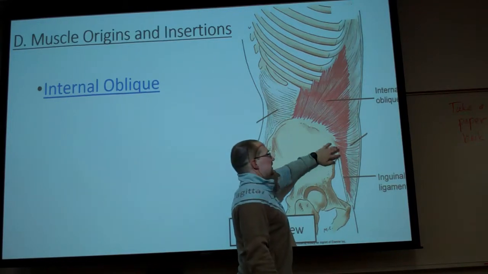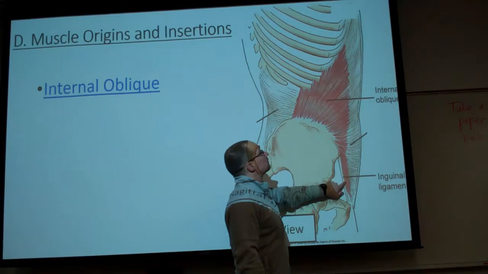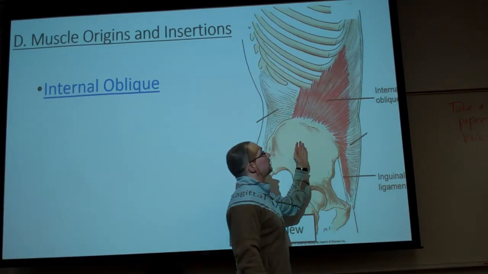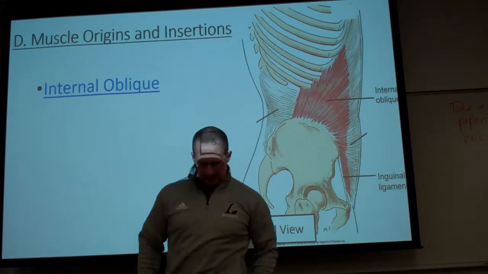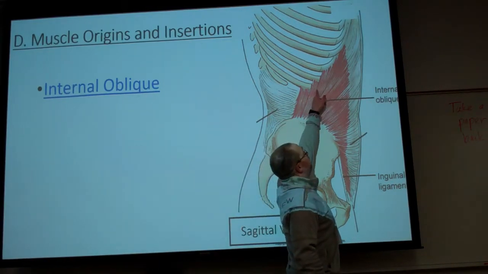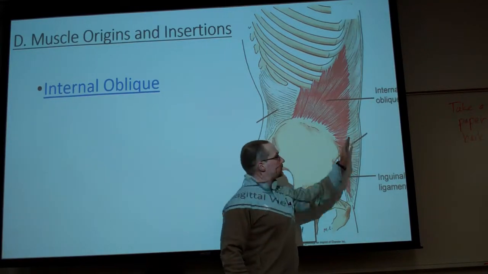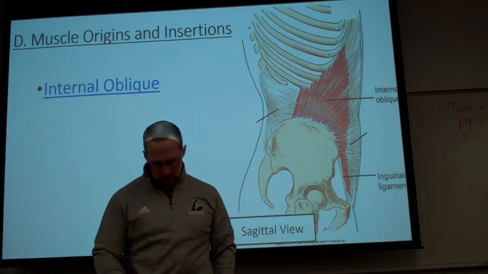This muscle originates at the iliac crest and the inguinal ligament. Then it inserts all the way up at the top. Costal cartilages, ribs 9 through 12, as well as the linea aspera. So it helps out with that as well.